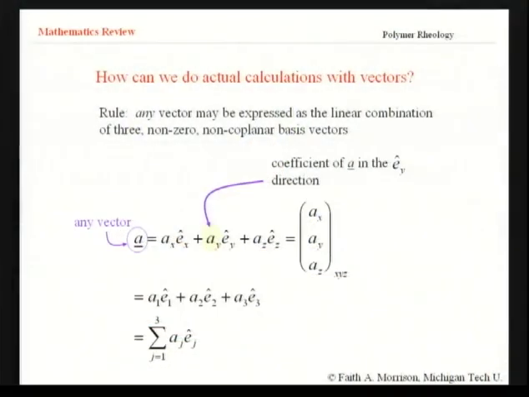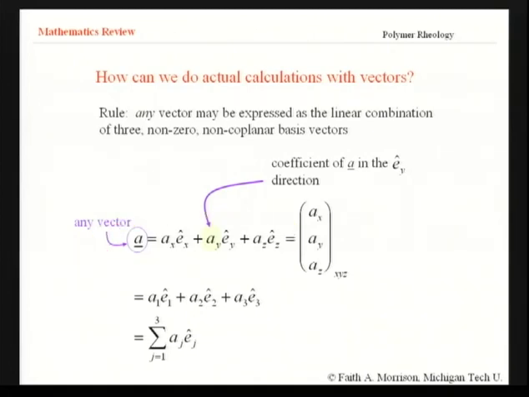So back to the slide, the rule is that any vector may be expressed in any valid coordinate system. So any vector may be expressed as the linear combination of three basis vectors. Valid basis vectors means non-zero, non-coplanar. So just that rule, just that sentence, any vector may be expressed as the linear combination of three non-zero, non-coplanar basis vectors, that rule implies this equation right here.